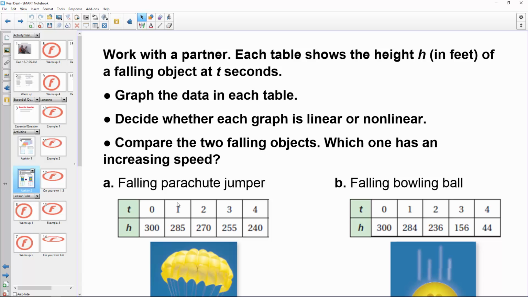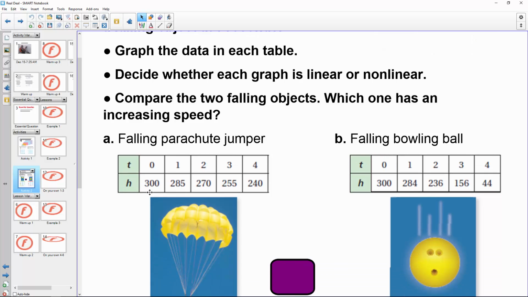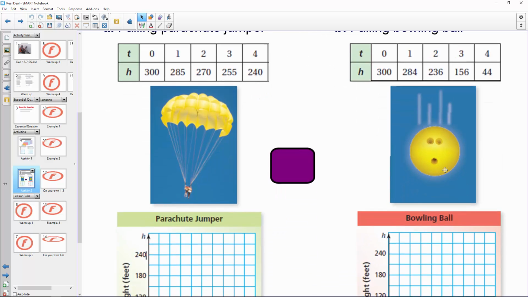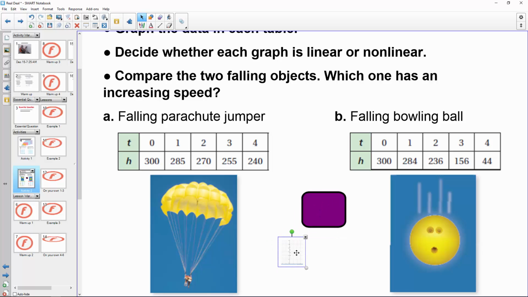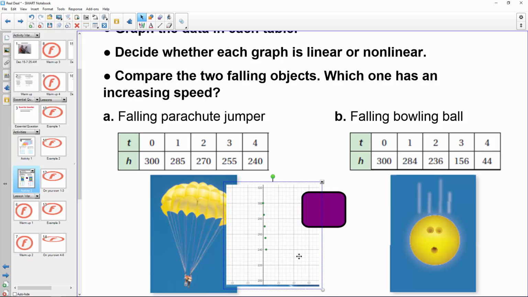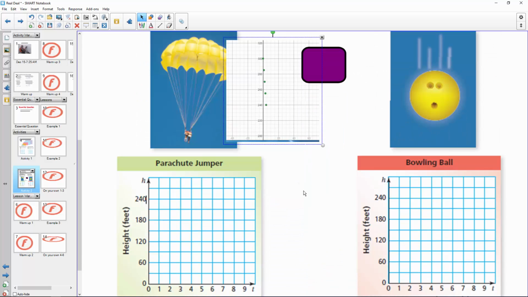We'll look at other examples where we have a falling parachute jumper here, or we have a falling bowling ball, and we're going to look to see if these are linear or not. In this one, if I look at it real fast, I can see that I started off at 300, and then I went to 285 and 270, and this is actually a very linear pattern that's occurring right here. This one here, I'm going down by 16, but that's not what's going on here. So this bowling ball is reaching terminal velocity, and when it does that, it's going to have a parabolic function that it will form.